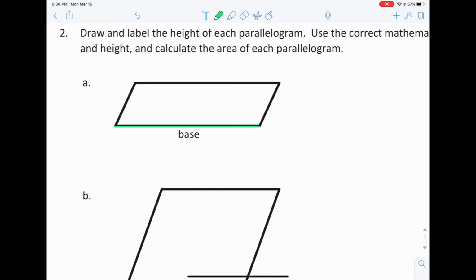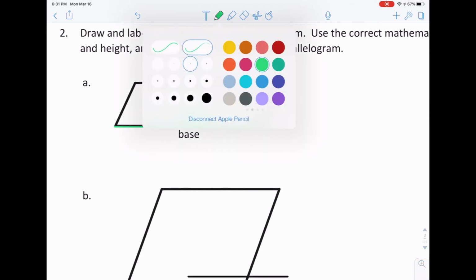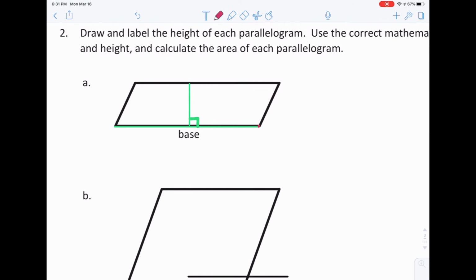So I'm going to pick just a random point on the base, and I'm going to draw a line going straight up. So this line going straight up forms a 90-degree angle with the base. Therefore, that represents the height of the parallelogram. Very simple. A is done. I created a height going straight up and down. And remember, the height of a parallelogram is not the side of the parallelogram. This is not the height. Don't fall into the trap.